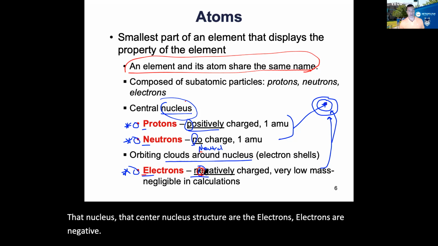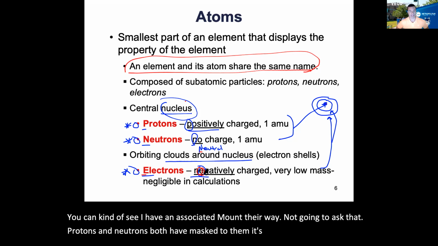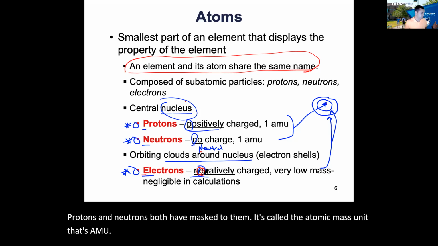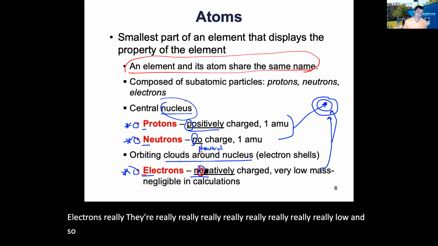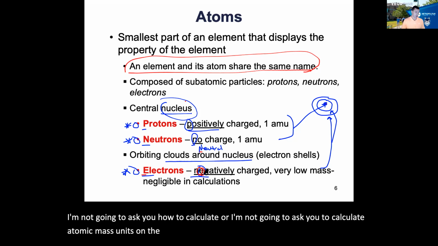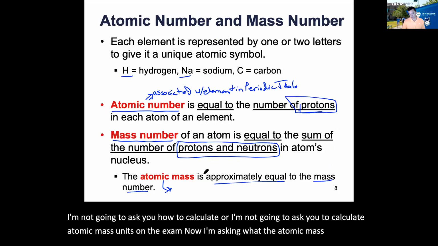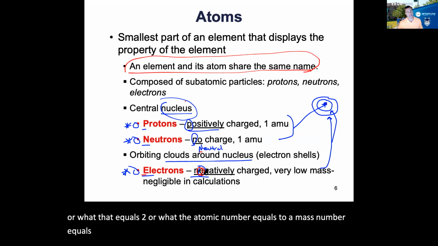As you can kind of see, I have an associated amount they weigh. I'm not going to ask that. Okay? Protons and neutrons both have mass to them. It's called the atomic mass unit. That's AMU. Electrons, really, they're really low. And so they're negligible in calculations, all right? But I'm not going to ask you to calculate atomic mass units on the exam. Now, I'm going to ask you what the atomic mass number is, or what the atomic number equals, or mass number equals, but I'm not going to have a calculation for you to figure that out. That's beyond the scope of the class, okay?